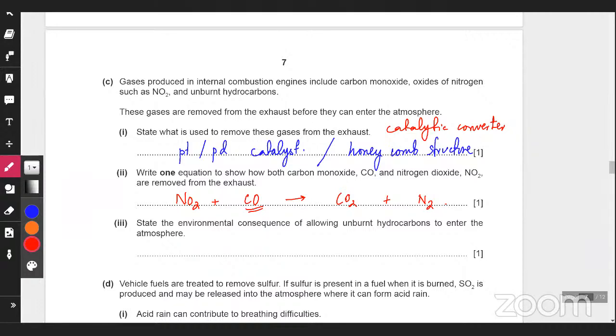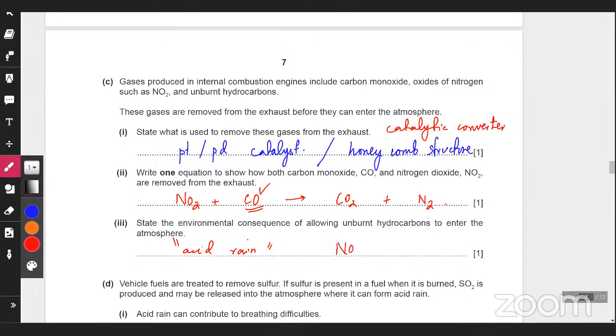State the environmental consequences of allowing unburned hydrocarbons to enter the atmosphere. So one of them would be acid rain. I mean, that's the only one, because the problem caused by carbon monoxide is not an environmental problem. It causes choking, but that's not an environmental problem.